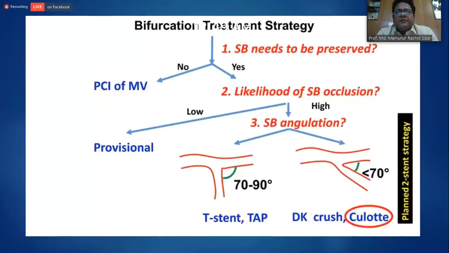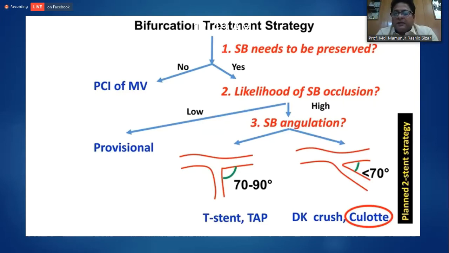Here there is an algorithm, the bifurcation treatment strategy. At first, we should see whether the side branch needs to be preserved. If no, then we just keep it open. If yes, the side branch should be preserved, then we consider whether the chance of side branch occlusion is low or high. If the chance of side branch occlusion is low, then we can go for provisional stenting. If it is high, then we go directly to a two-stent strategy.